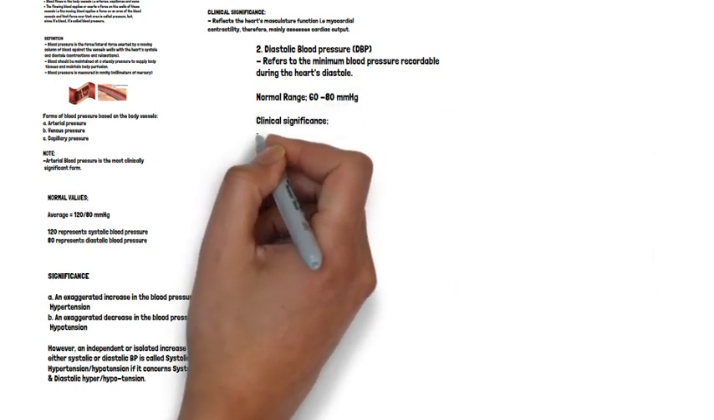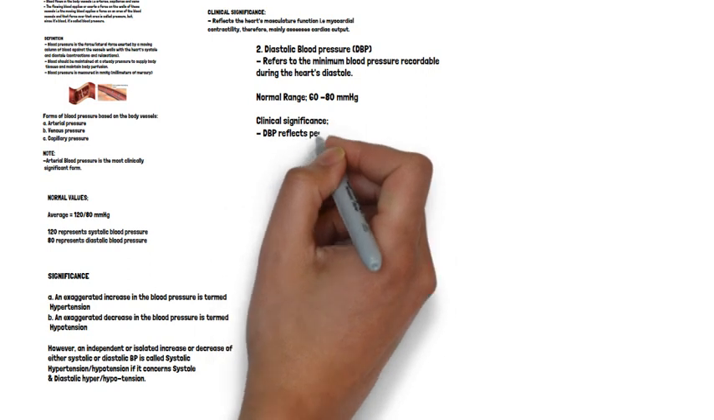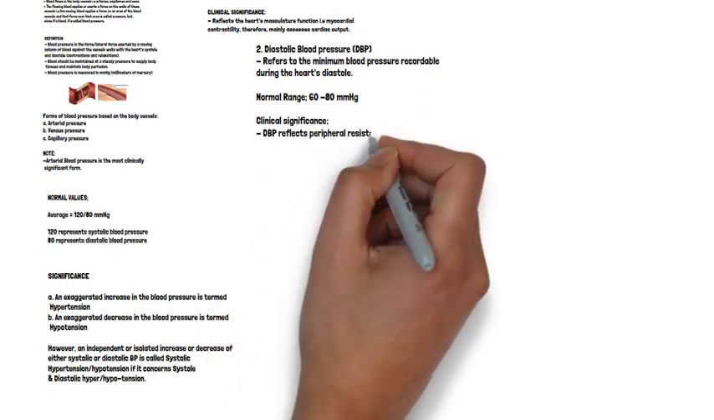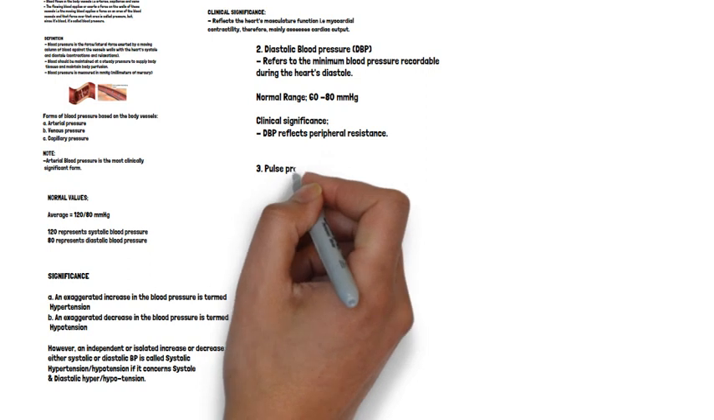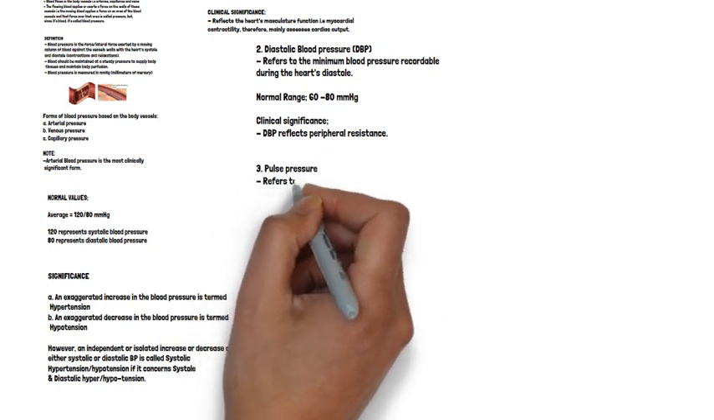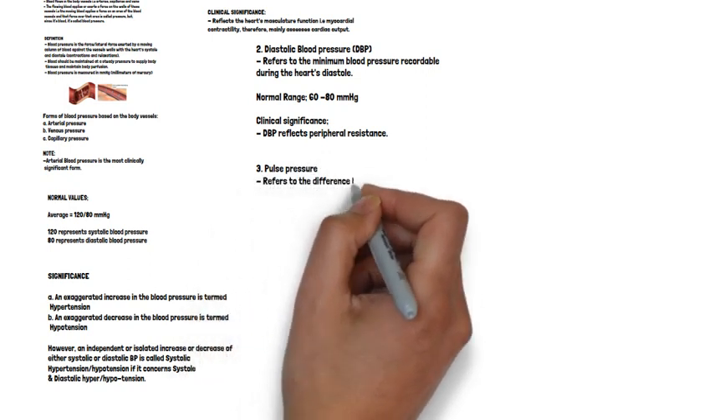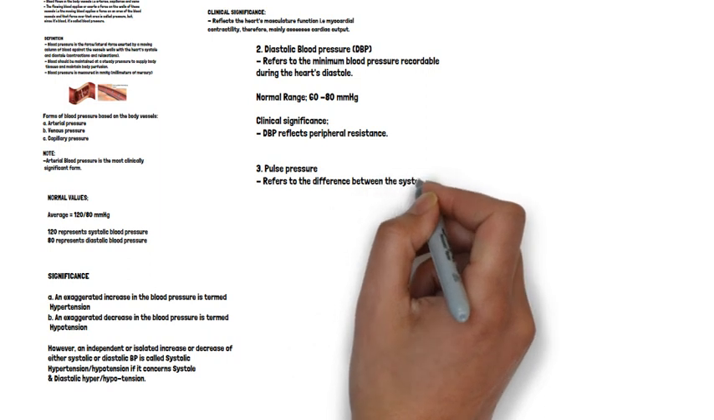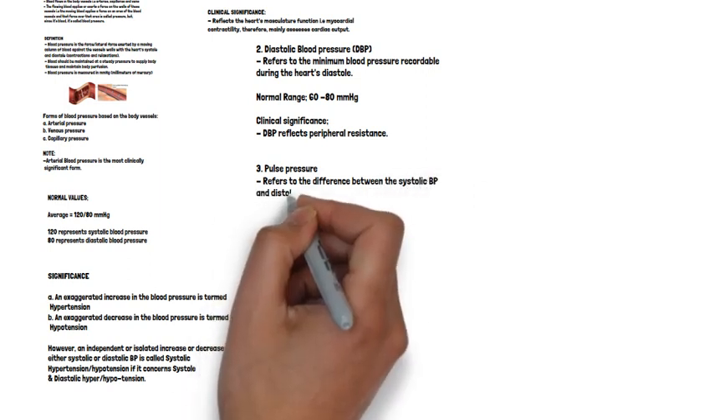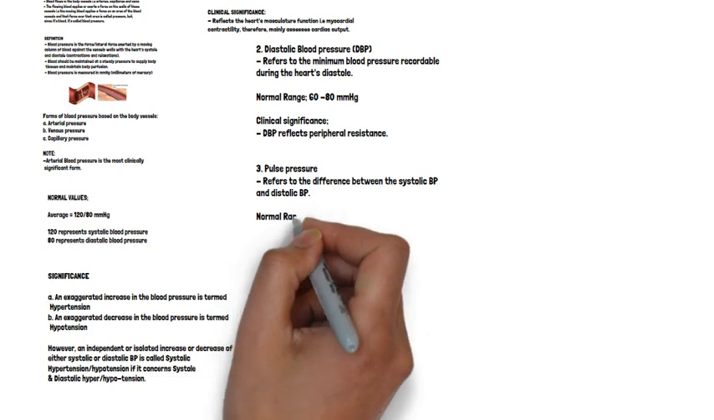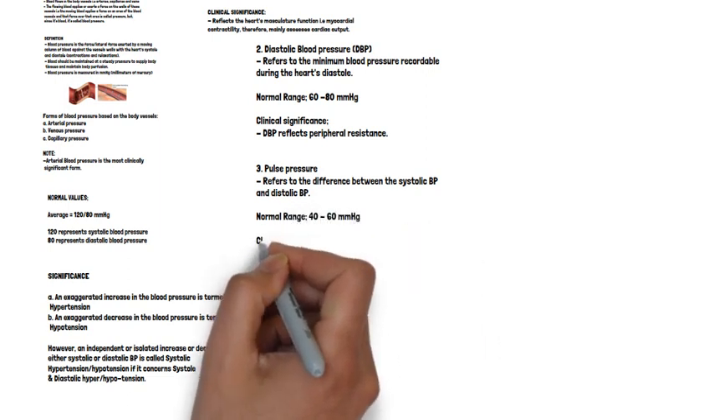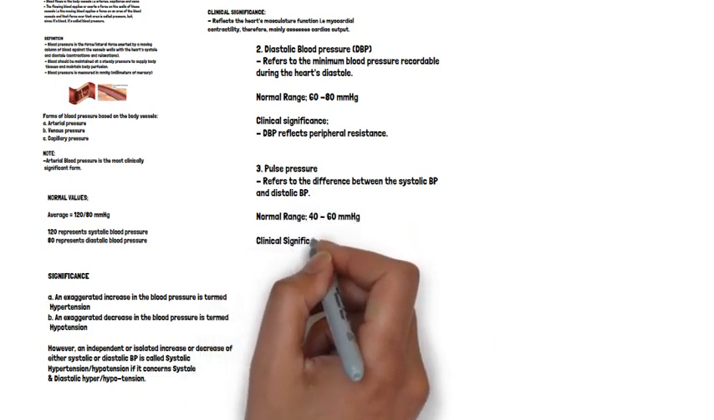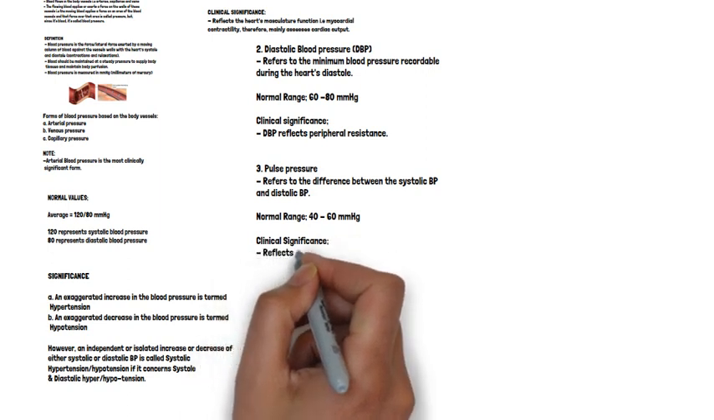And yet another type of blood pressure to be looked at is pulse pressure. Now, pulse pressure is the difference between systolic pressure and diastolic blood pressure, and that normal value lies between 40 to 60 millimeters of mercury. And the importance of this pressure is it reflects stroke volume, that is the volume ejected per beat, and also arterial compliance, the stretchability.